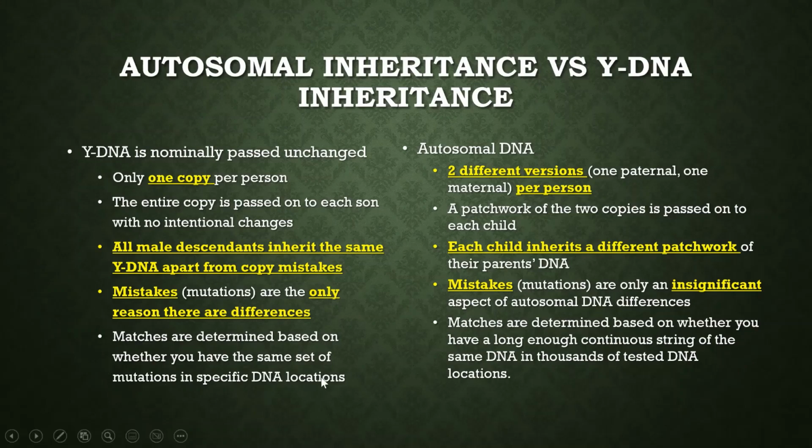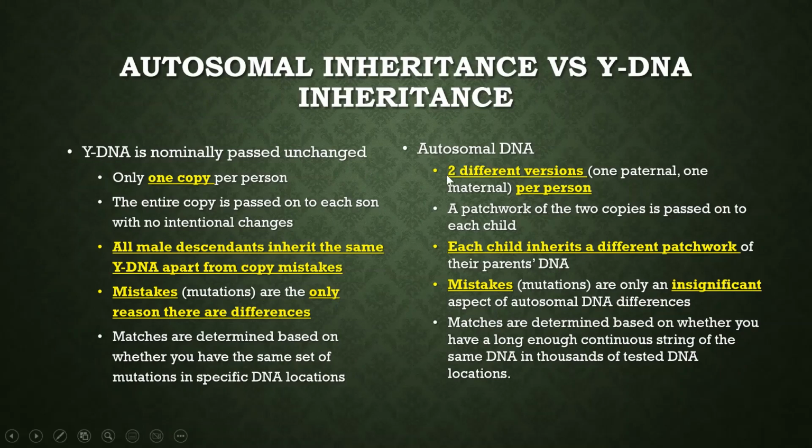And so matches are basically determined on whether you have the same set of mutations in specific DNA locations that are known to have differences between all the men on the planet. So generally with Y-DNA, you've got lots of similarity, and you're only checking a few specific locations to see if you have the mutations that are known to have happened in those locations.